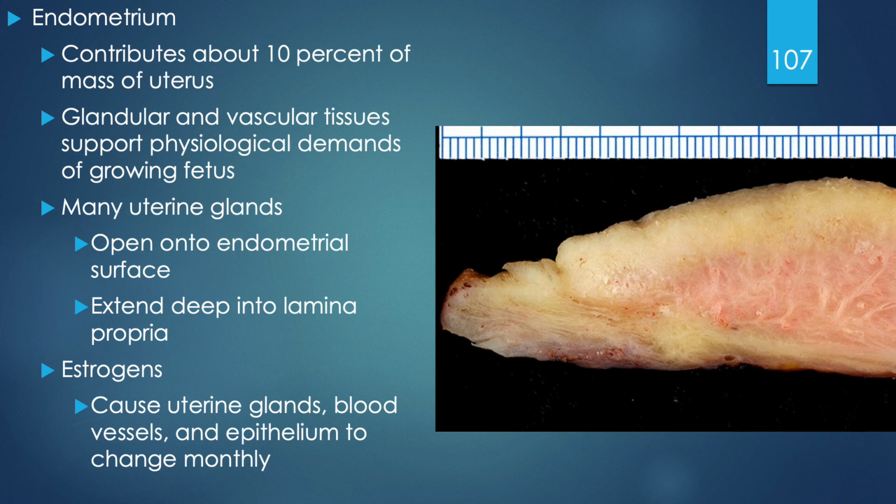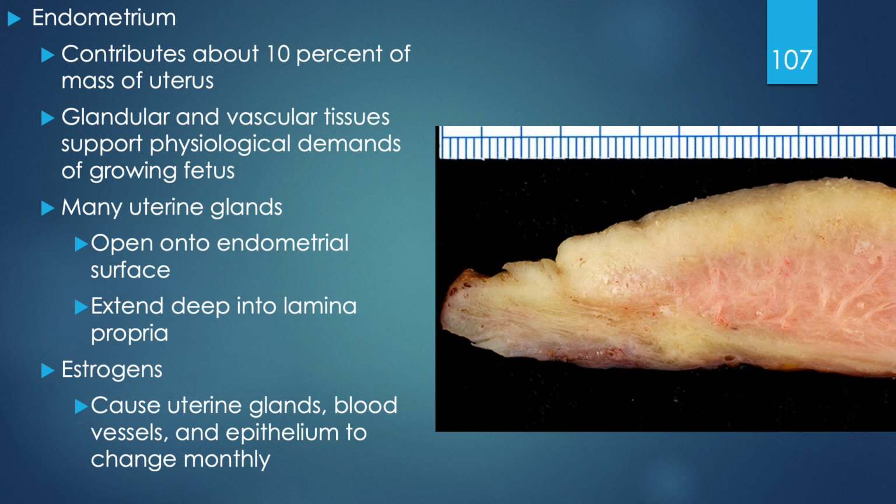The endometrium is the inner lining of the uterus, and it contributes only about 10% of the mass of the uterus. So between the myometrium and the endometrium, that means the perimetrium is really just the outer lining and really doesn't do a whole lot. So the endometrium is the glandular and vascular tissue that supports the demands of the growing fetus physiologically.